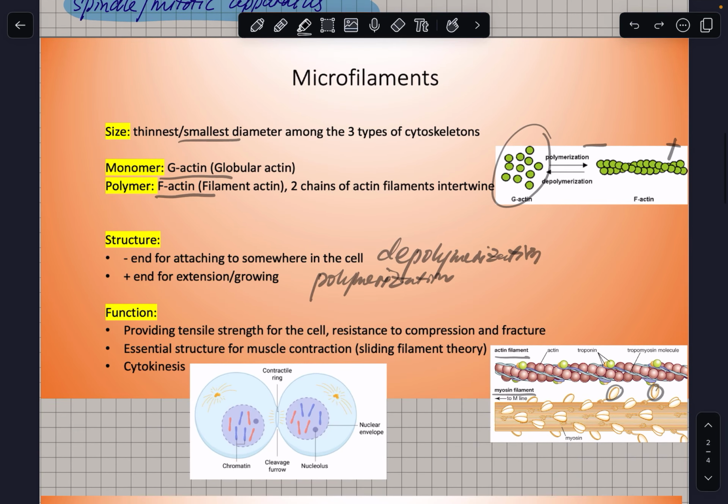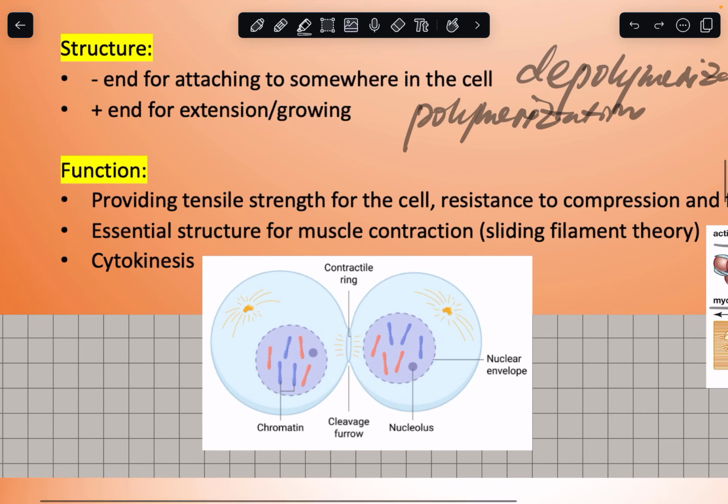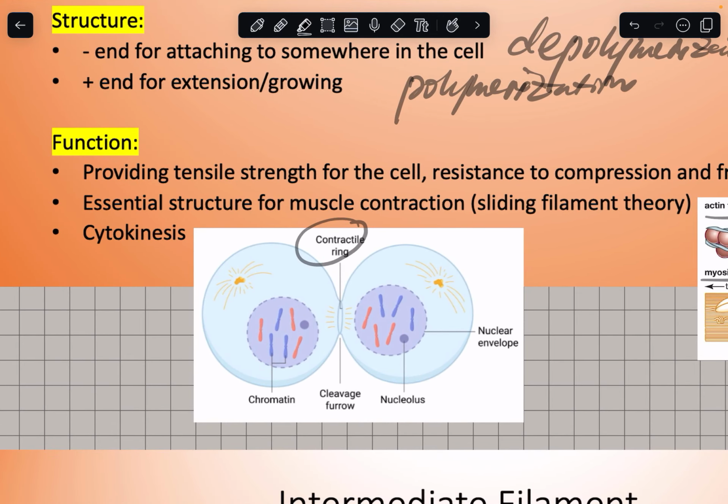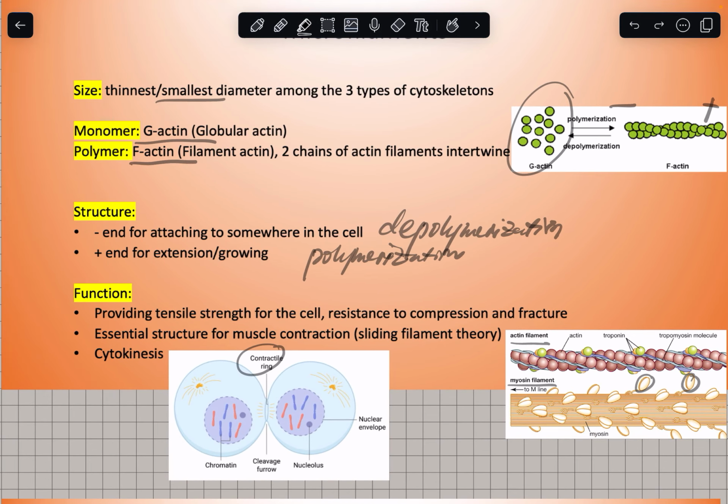Microfilament is also involved in cell division, in the phase of cytokinesis. So how does it work? This contractile ring you see here is made of microfilament. The pinching of this contractile ring gives you two daughter cells. That's how microfilaments facilitate cell division in the phase of cytokinesis. So now you see how heavily the cytoskeletons are involved in cell division.